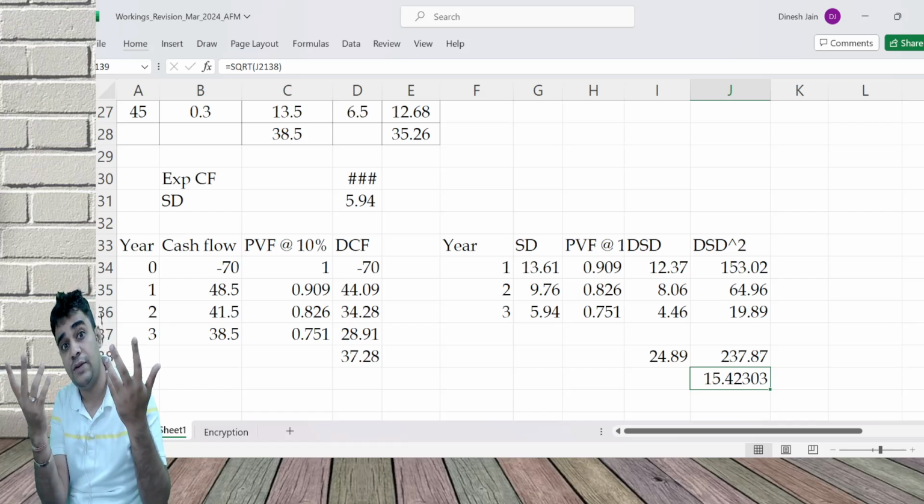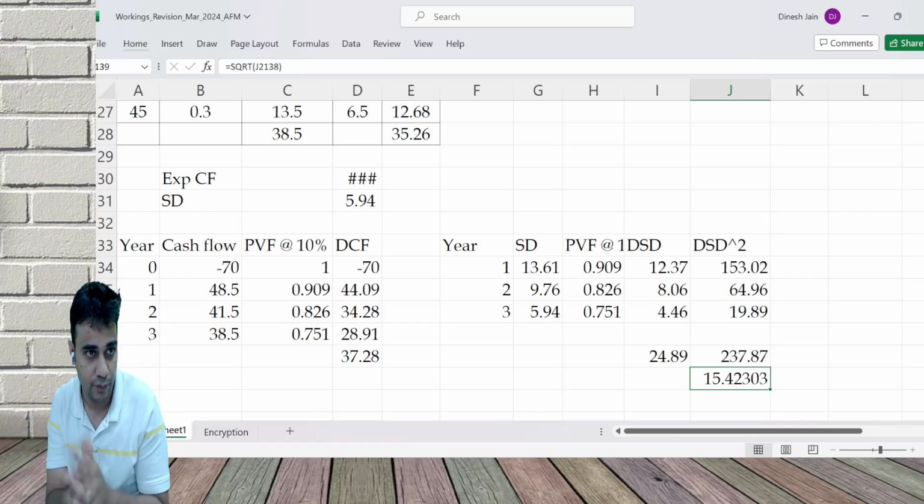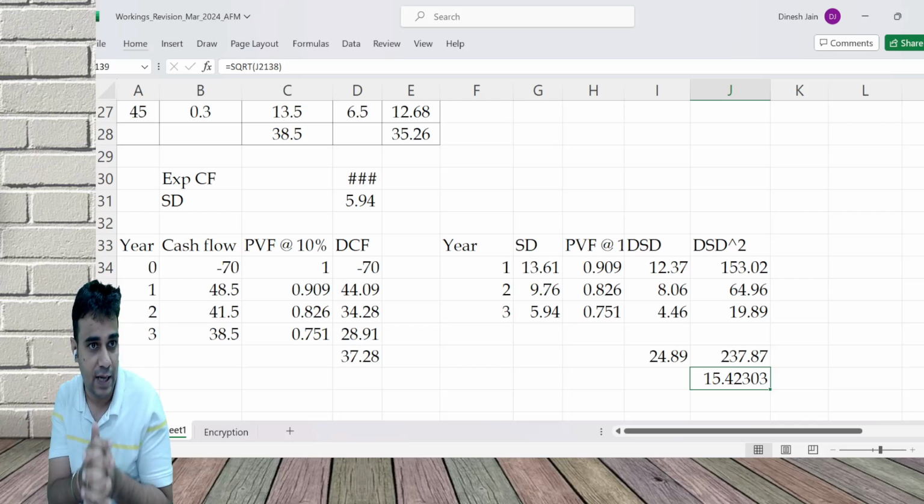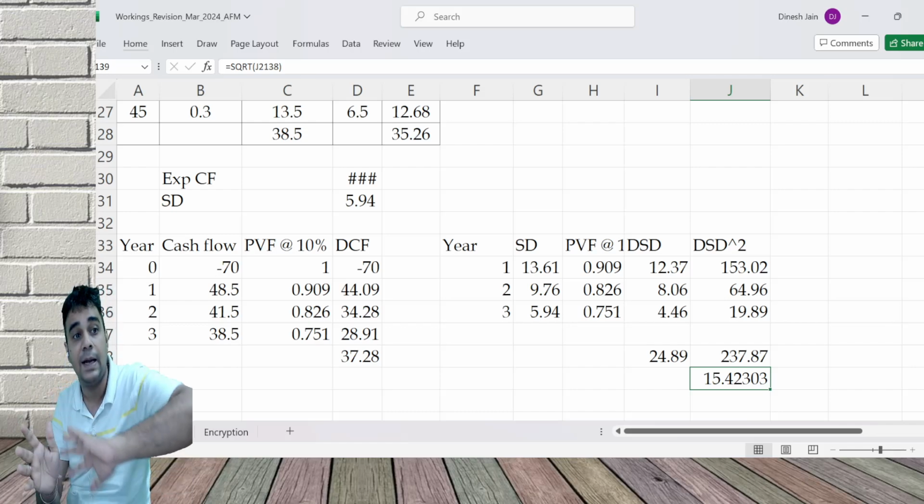Some question will not even get into NPV. They'll just give cash flow. Sum of the product is called expected cash flow. Square root of PD square is called standard deviation, and standard deviation divided by expected cash flow is called coefficient of variation. This is one type of a question.